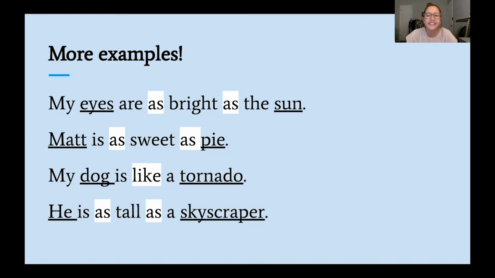If you were to tell me, oh, my friend is tall. Okay, how tall? Oh, he's as tall as a skyscraper? Okay, he must be a lot taller than you and I are then. And that's what those two things have in common. So that's why I compared them.